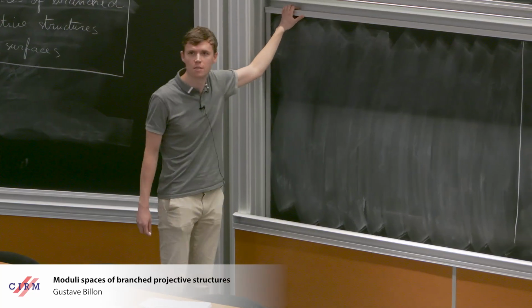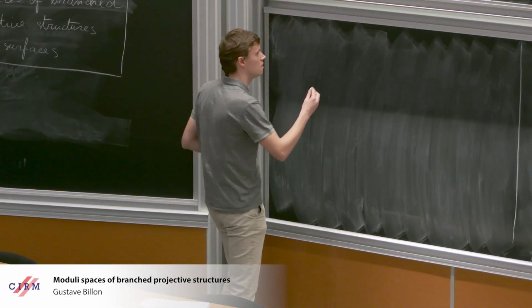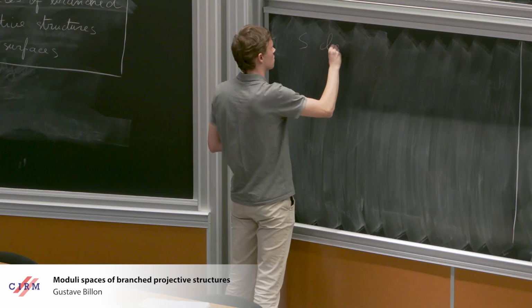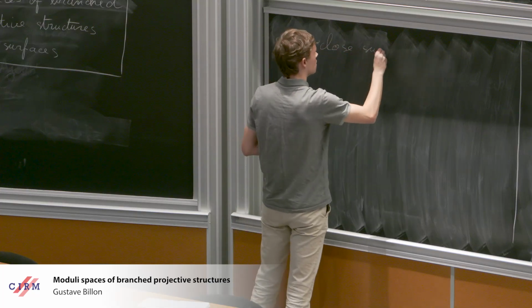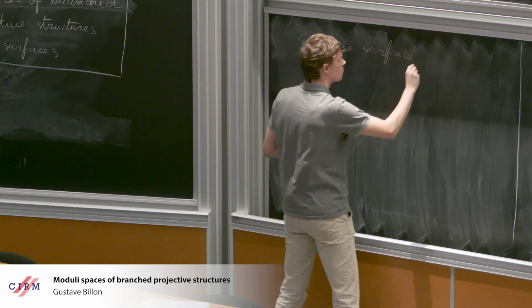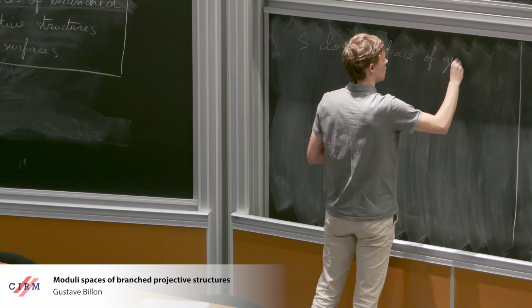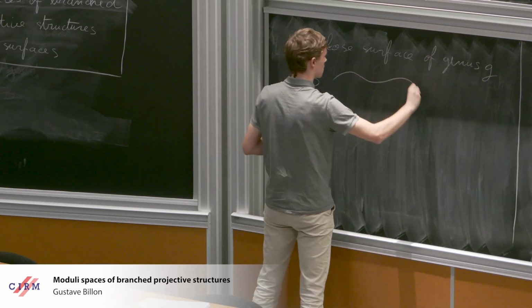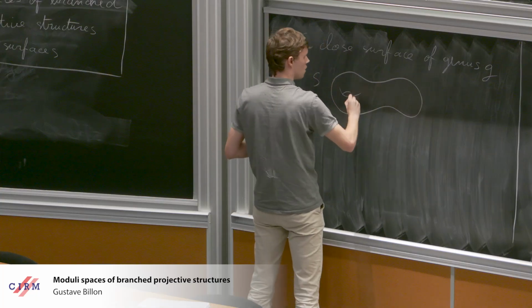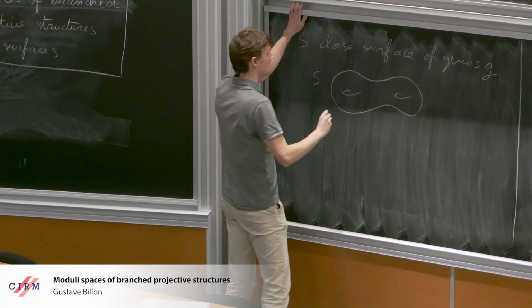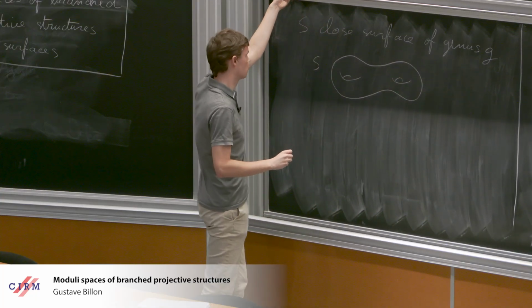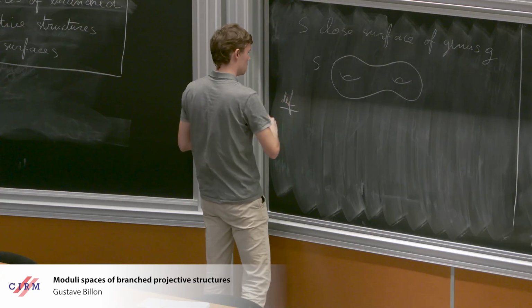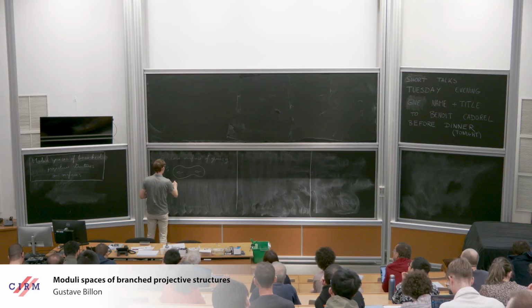First I will explain what a branched projective structure is. Let me fix S, a closed surface of genus g. Okay, so this is S. And first, a projective structure, not branched, on S.